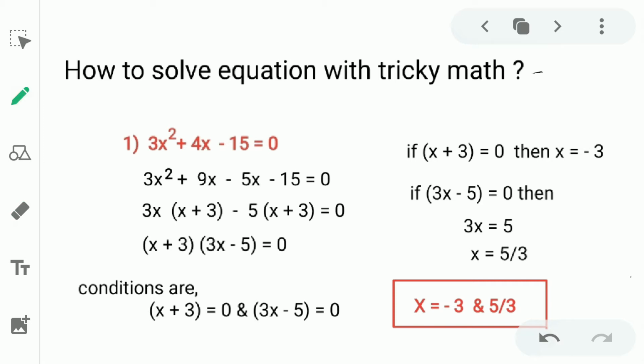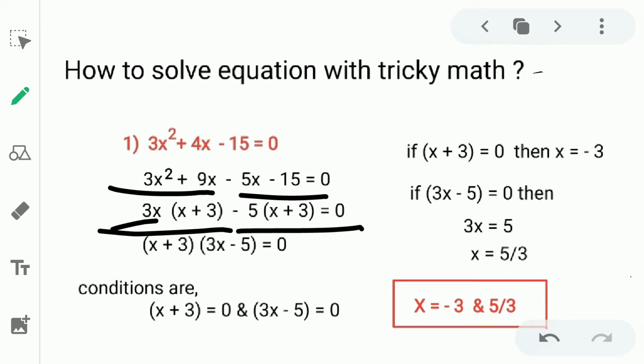Now take common from these two. What is common? From here we have 3x common, so it is like this. From here 5 common, minus 5. So this is this. So (x + 3)(3x - 5) equals 0. So from this we have two conditions.